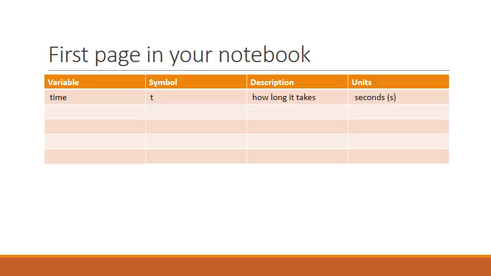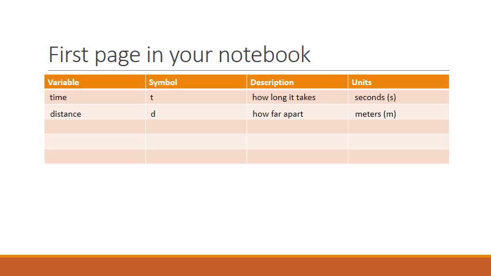So let's go ahead and fill in this first page of our notebook a little bit more with our distance variable. And the symbol for distance will be a lowercase d. Description of distance is how far apart two objects are. And as I mentioned earlier, we use the metric system here. The units that we will usually be using are the meter. And that can be abbreviated lowercase m if you want.